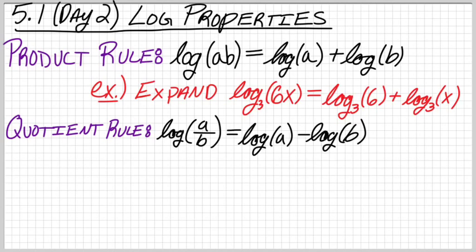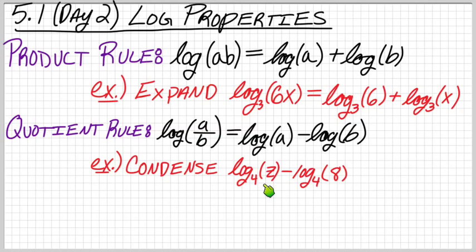Okay, so an illustration of that. Now we're going to go the other way. I'm going to say condense. So you're going to write it as a single logarithm. I'm going to give you log base 4 of z minus log base 4 of 8. So if you notice the bases match, and you're subtracting two individual logarithms here, you can write it as one big logarithm. So it's log base 4, keeps the same base, one big logarithm, and then it's z over 8 inside there.